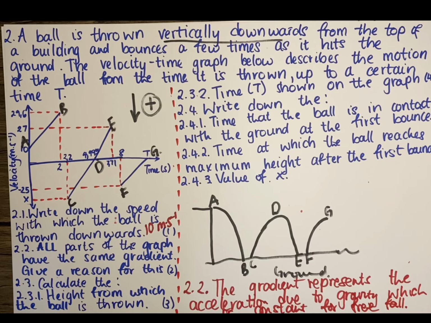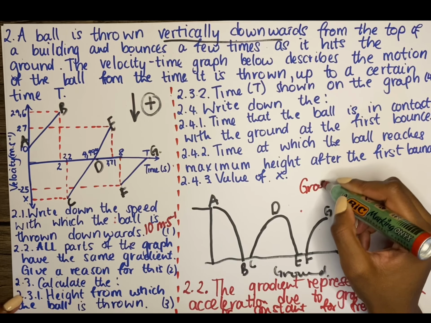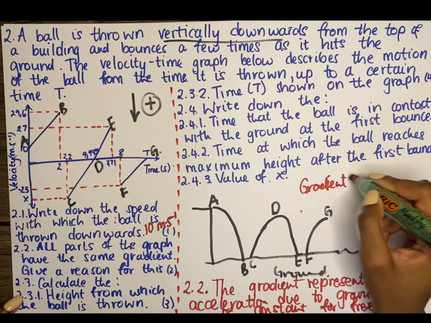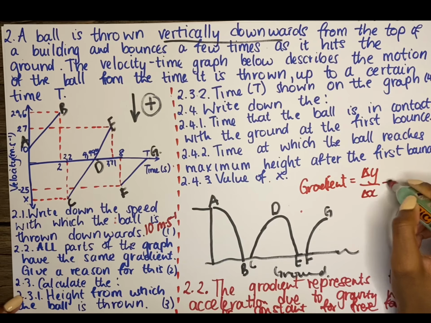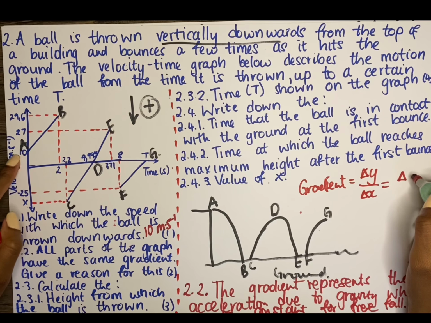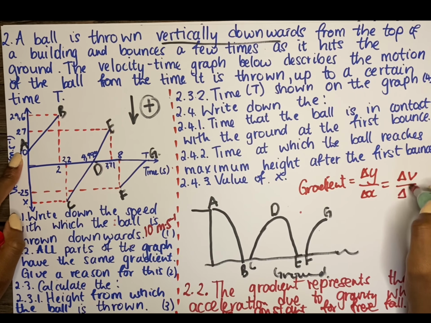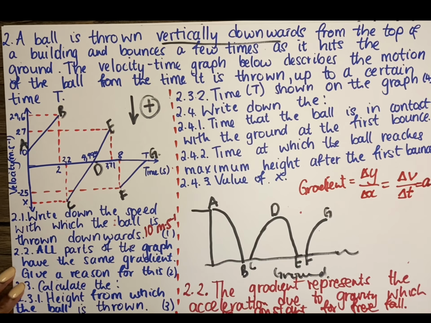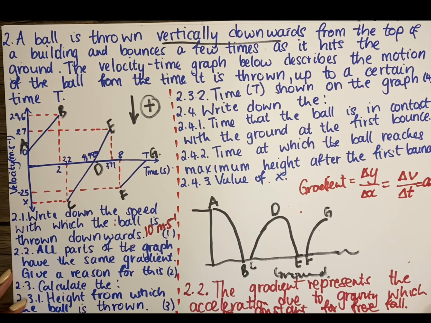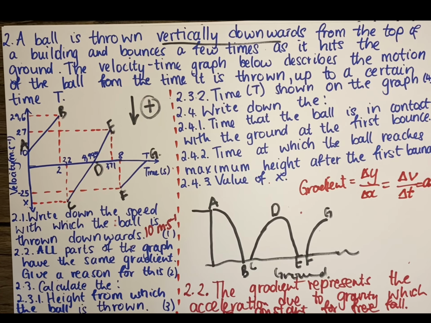Remember, gradient is delta y over delta x. So the gradient, for those who still don't fully understand it, is delta y over delta x, which is change in v over change in t, right? The rate of change in velocity is equal to the acceleration. That's why we're saying it represents the acceleration due to gravity, because this is a free falling object, right?